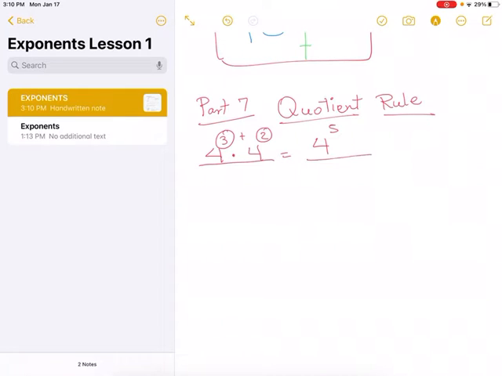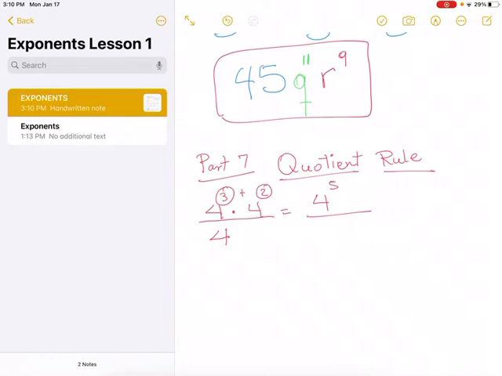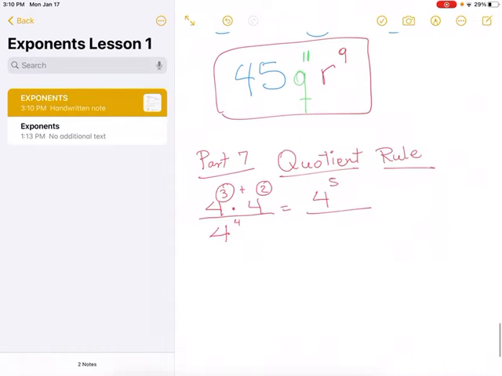Now let's say you have division now. And on the bottom we have 4 to the fourth. So on the top we have a multiplication, but now we have a 4 to the fourth on the bottom. I'm going to show you with expanded form, so you will clearly see what's going to happen here. I'm going to expand my top. I have 5 of them: 1, 2, 3, 4, 5. On the bottom, I have 1, 2, 3, and 4.